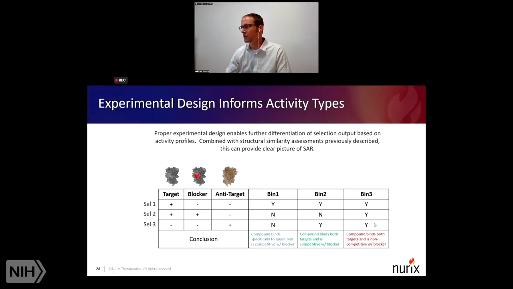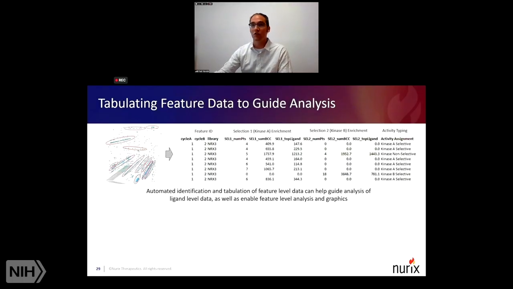Similarly, we can consider bin 3 over here, where we're seeing enrichment in all 3 different selections in this instance. And these are going to be compounds that bind non-specifically to my target and anti-target, and which are non-competitive with my supplement. And so by defining these binary patterns and what they mean in terms of your interpretation of their activity, we can then move to programmatically annotate all the features we're finding from our triage routine.